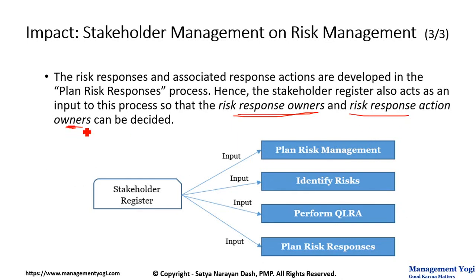So the risk owner is different. Risk action owners are going to be different, because if it is a big risk and you have 4 or say 20 action items to address that risk, then you need more stakeholders to be appointed as risk response owners or risk response action owners, and that is why the stakeholder register is also an input to the plan risk responses process. So this is represented diagrammatically here. The stakeholder register is an input to plan risk management, identify risk, perform QLRA, and plan risk responses process. Can you see how important this document is for risk management?